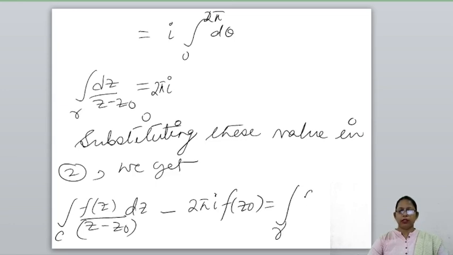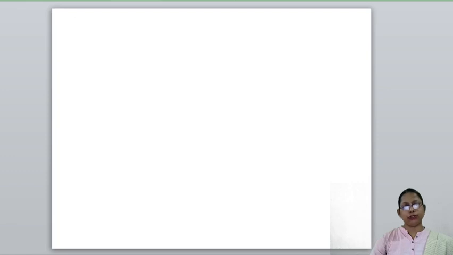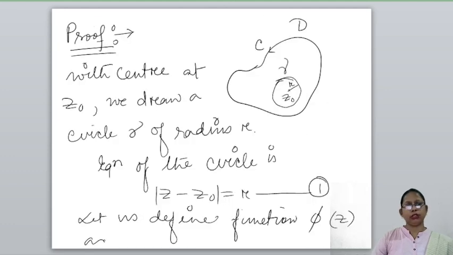Integral over gamma of f(z), with the right-hand side left as it is, (z minus z naught) dz. This is equal to, putting in equation 3. Since f(z) is continuous within the curve C, and z naught is a point inside C, f(z) is continuous at this point z naught.